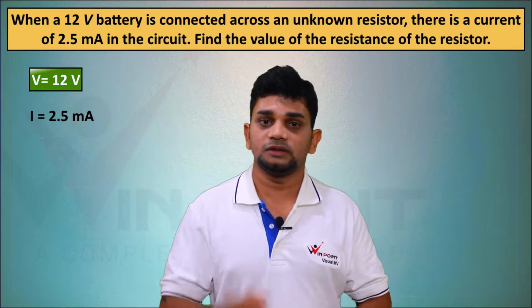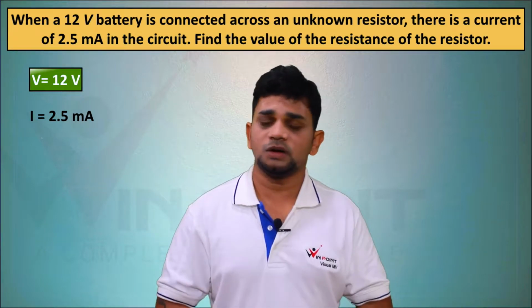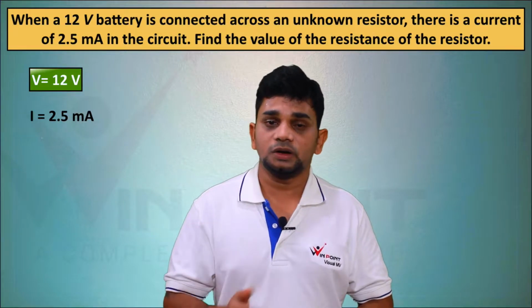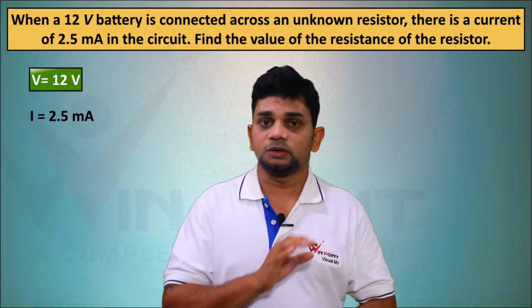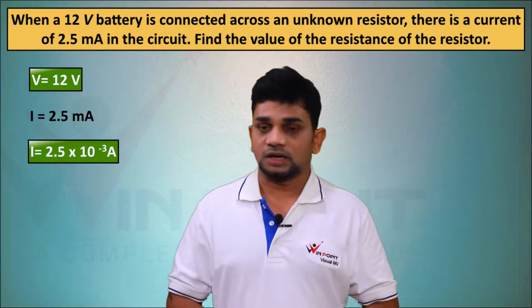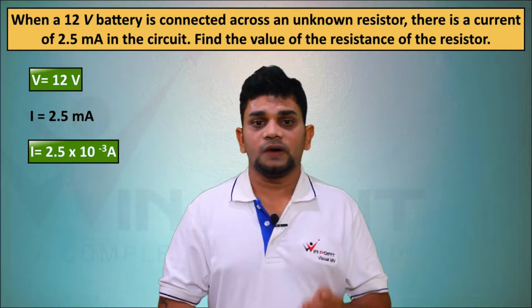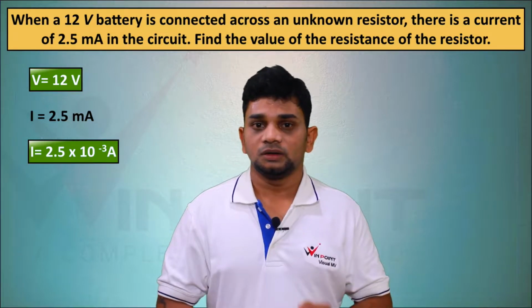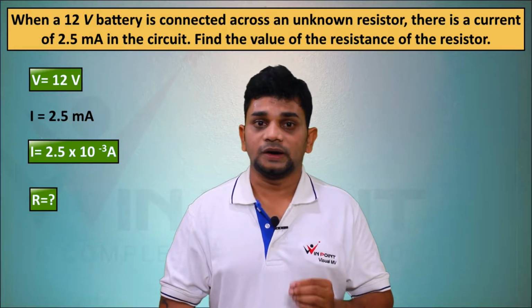We need to convert this milliampere into ampere. How can we convert this? To convert milliampere to ampere, we need to divide it by 1000 or multiply by 10 raised to minus 3. Then the current I will be 2.5 into 10 raised to minus 3 ampere. Here what we need to find? We need to find the resistance.